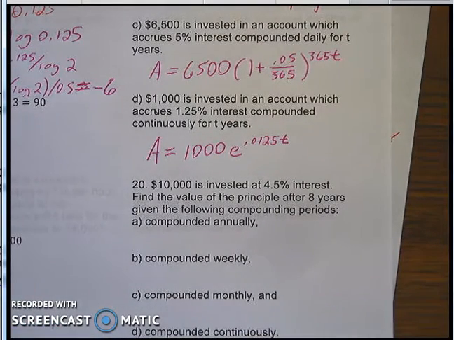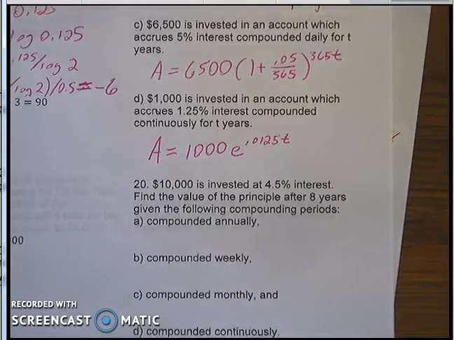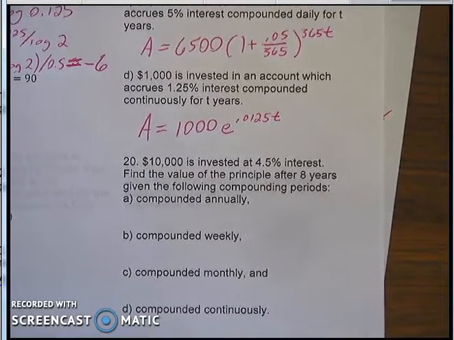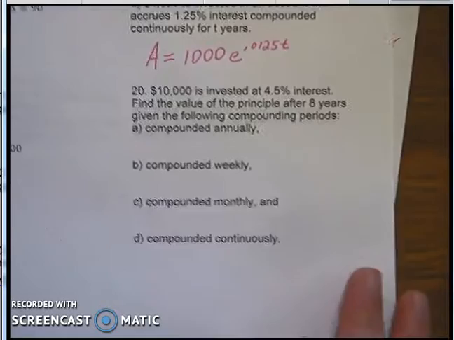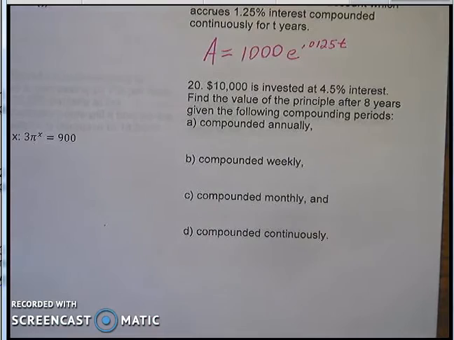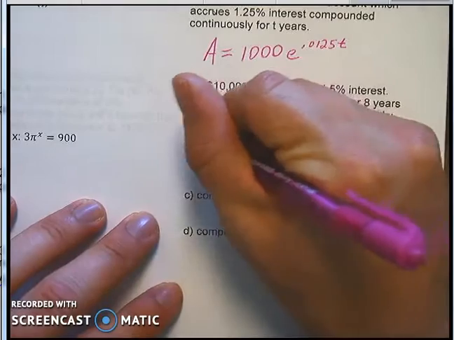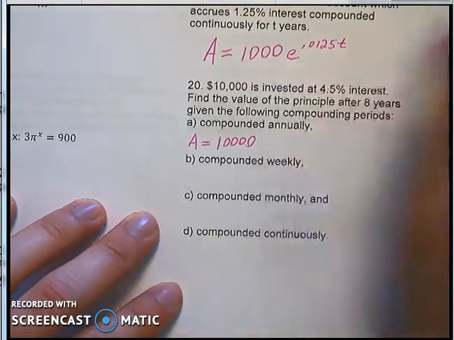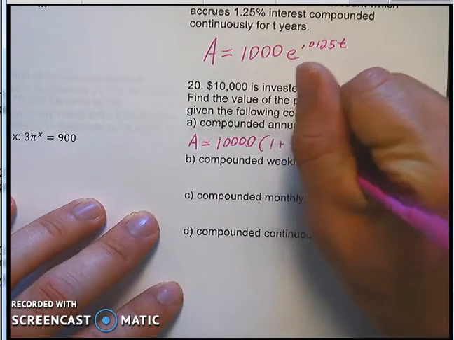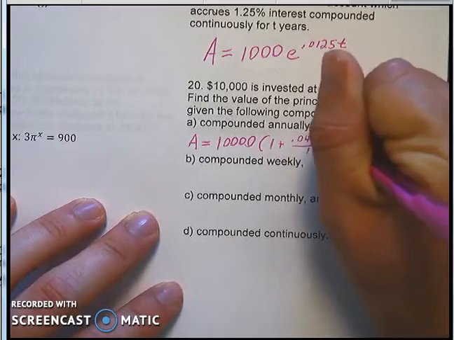In 20, the next one I'm going to do, we actually need to do some calculations with that, so I'll show you how to do it in the calculator. So 20, we've got $10,000, and it's invested at 4.5% interest. Find the value of the principal after 8 years given the following compounding periods. So how much is that $10,000 worth if it's compounded once per year, so annually? So figure that out. It's going to be A equals that 10,000 times 1 plus 0.045 divided by 1 raised to the 1 times 8 power.